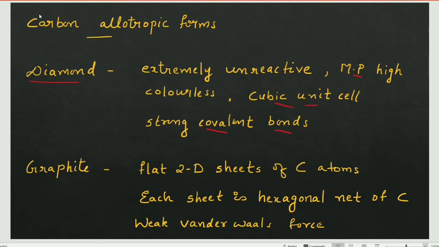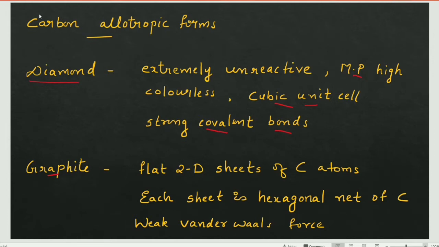And the next one is graphite. In graphite, the structure is flat 2D sheets of carbon atoms. So carbon atoms are arranged in a sheet-like shape and it is a flat two-dimensional structure. Each sheet is a hexagonal net of carbon atoms and the bond is very weak, weak van der Waals forces. So diamond has very strong covalent bonds and graphite has weak van der Waals forces.